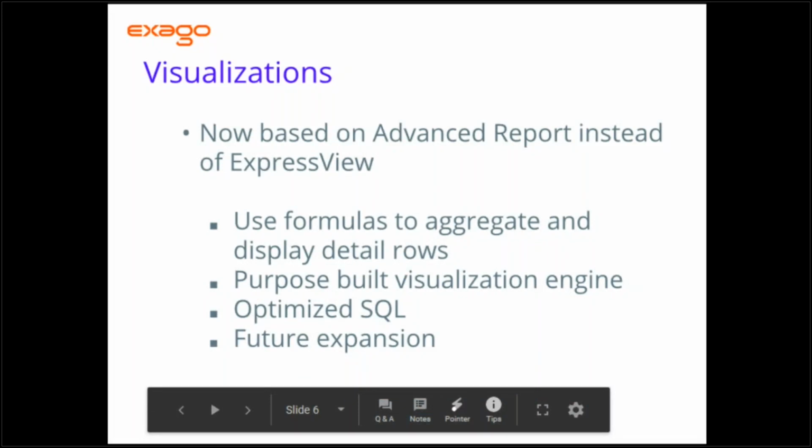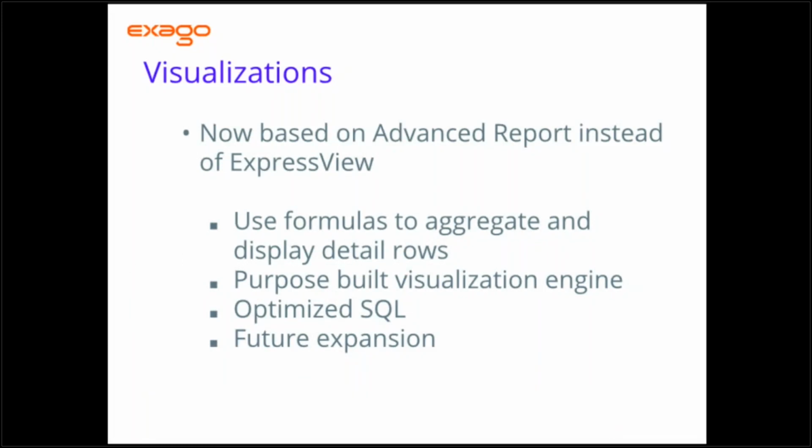One of the under the hood changes we've made to the dashboard designer is that now visualization tiles use the advanced report engine instead of the Express View engine. This is mostly transparent to end users, but what it allows us to do is to expand the capabilities of dashboard visualizations. One of the most important parts of this change, at least in my opinion, is that with advanced reports in the back end, you can aggregate with formulas, including the new custom aggregate functions, which were introduced in 19.2. Formulas can also be used to display data rows as well.